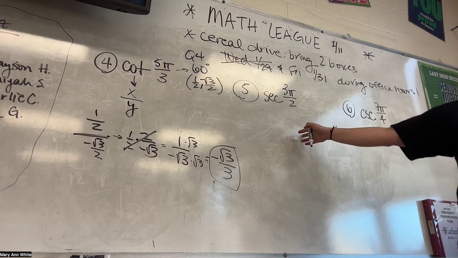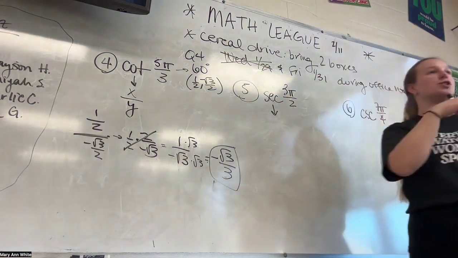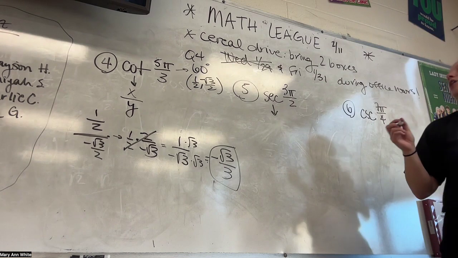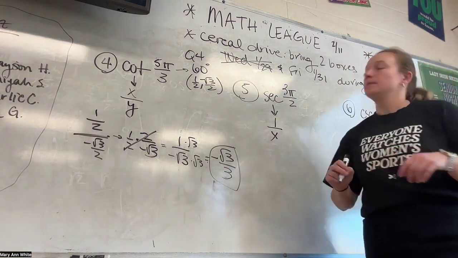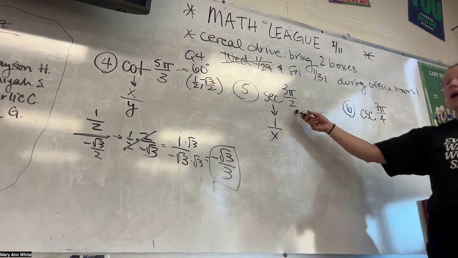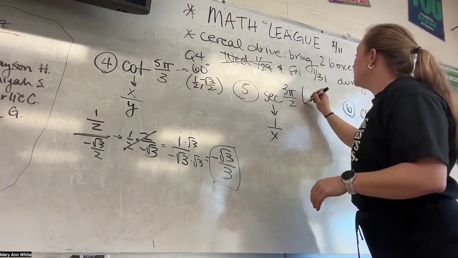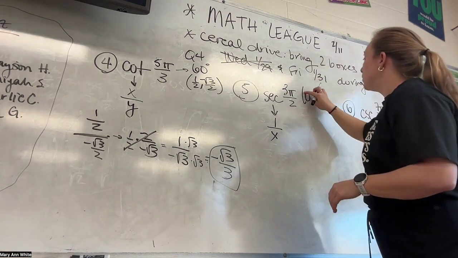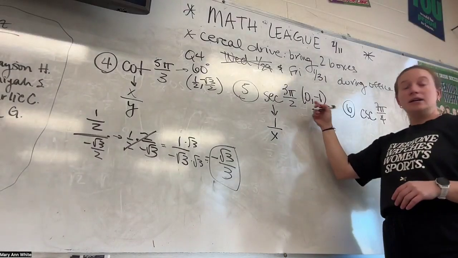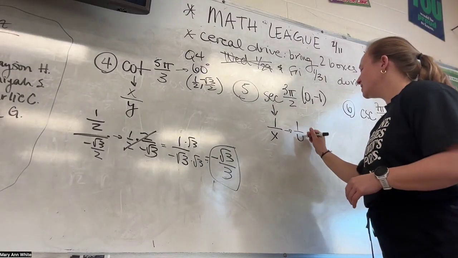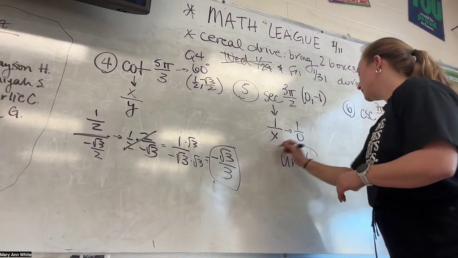Okay, should I go to the secant one? Secant is what in terms of x and y, or which function is it the reciprocal of? Cosine, so that means it's going to be 1 over x. Now, 3 pi over 2 is one of your quadrant angles. That's 270, and I know it goes 0, -1. So it's going to be 1 over 0. What is 1 over 0? Undefined. Is that an okay answer? Yes.